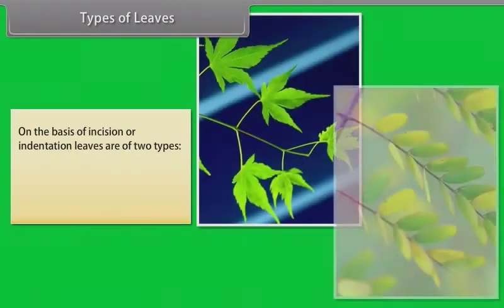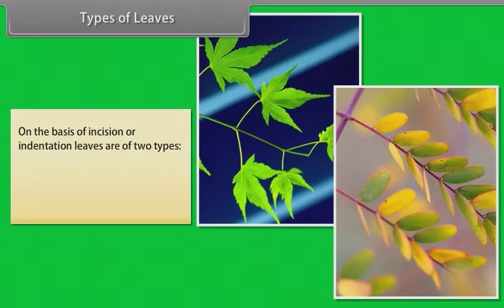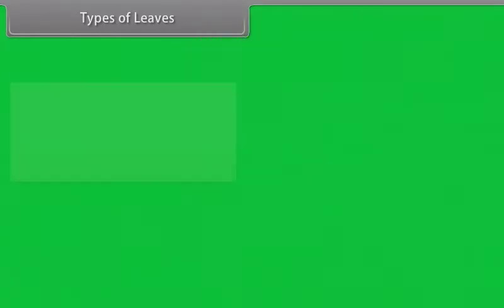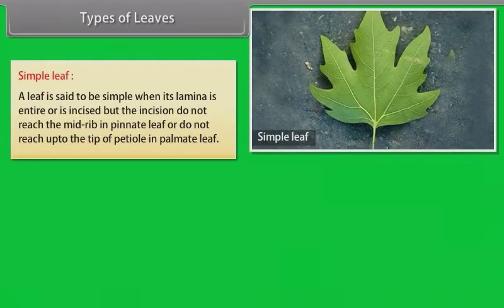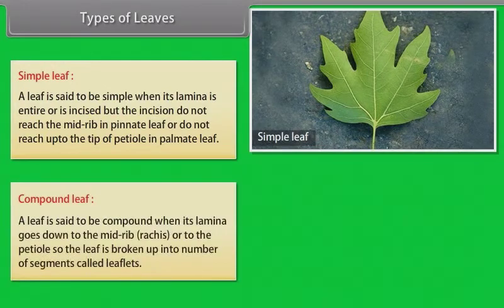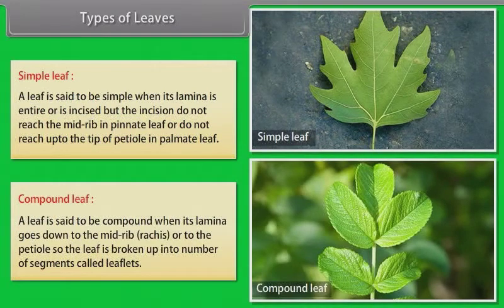Types of leaves. On the basis of incision or indentation, leaves are of two types: simple leaf and compound leaf. Simple leaf. A leaf is said to be simple when its lamina is entire or is incised, but the incisions do not reach the midrib in pinnate leaf or do not reach up to the tip of petiole in palmate leaf. Compound leaf. A leaf is said to be compound when its lamina goes down to the midrib, rachis, or to the petiole, so the leaf is broken up into a number of segments called leaflets.